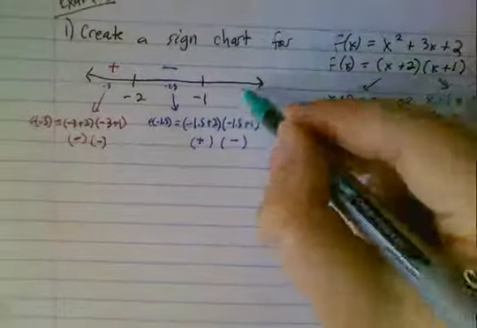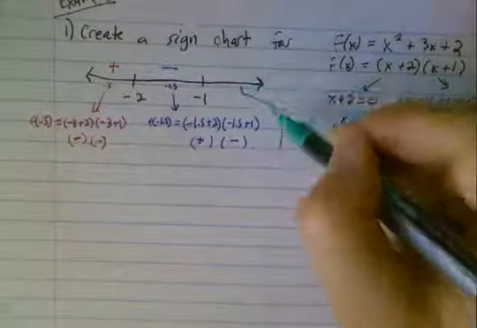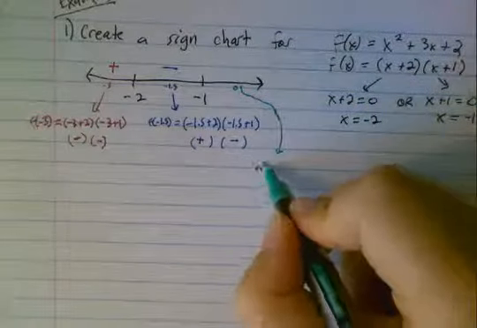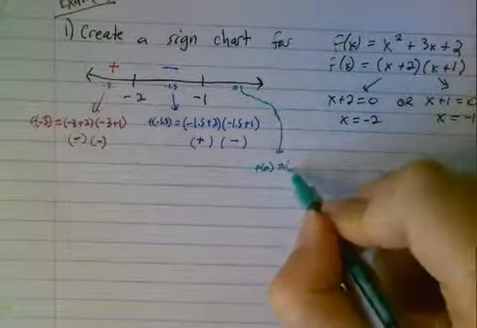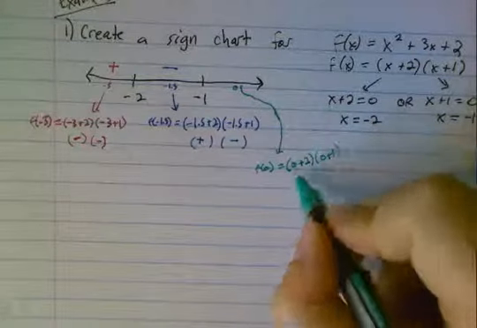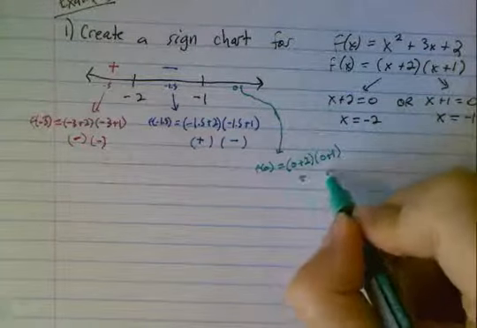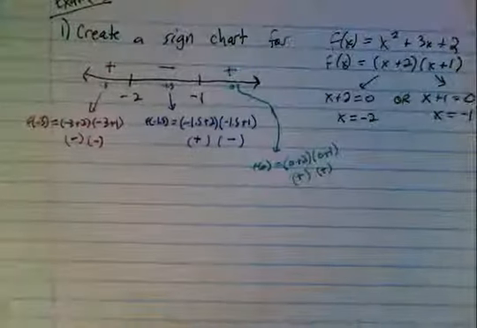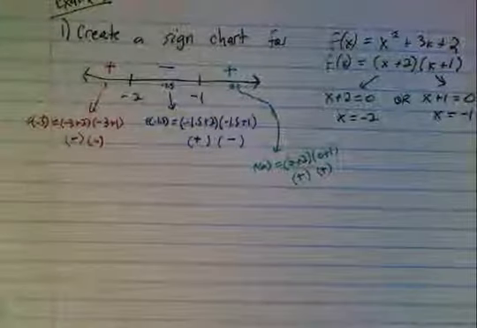Our final one over here, we just need any number bigger than -1, so 0 is a perfectly good number. 0 plus 2 is a positive. 0 plus 1 is a positive as well. Positive times positive is a positive. And there's our sign chart.